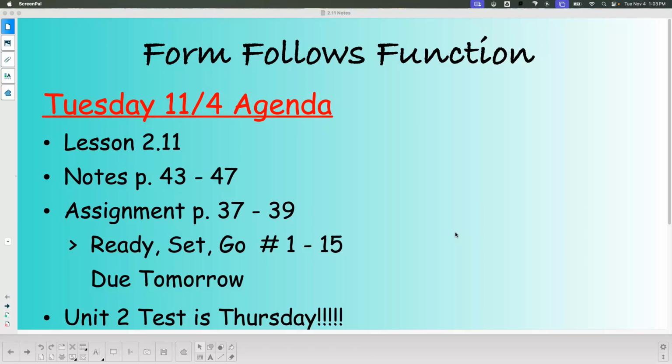Thursday is your test. So Thursday is the day that everything's due. You've got 2 quizzes that you have corrections that are due on Thursday. You've got 3 homework sheets. Some of you haven't even done any of the homework for Unit 2 yet.